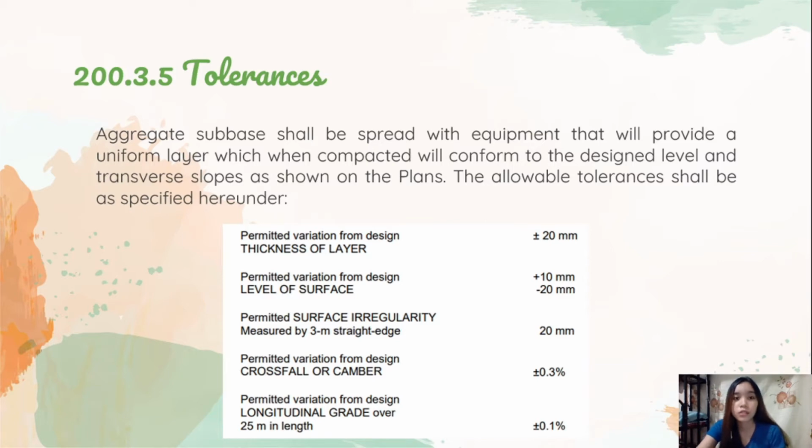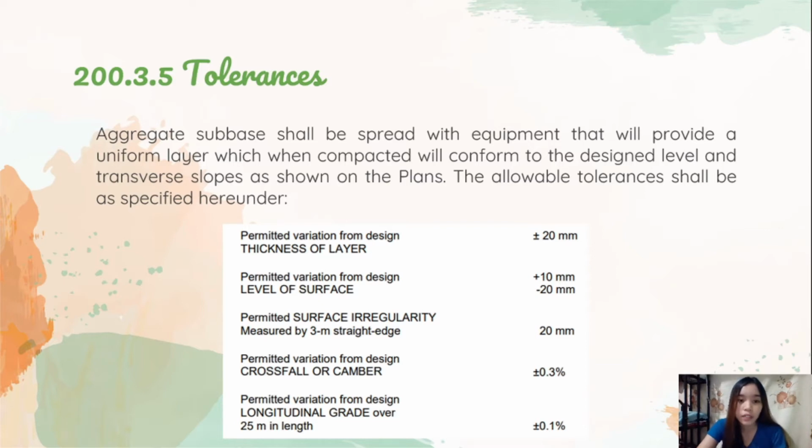Next is the tolerances. Aggregate subbase shall be spread with equipment that will provide a uniform layer, which when compacted will conform to the designed level and transverse slopes as shown in the plans. The allowable tolerance shall be as specified hereunder. So, these are the allowable tolerances.